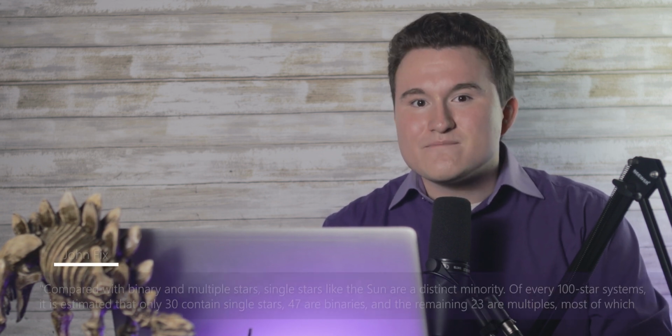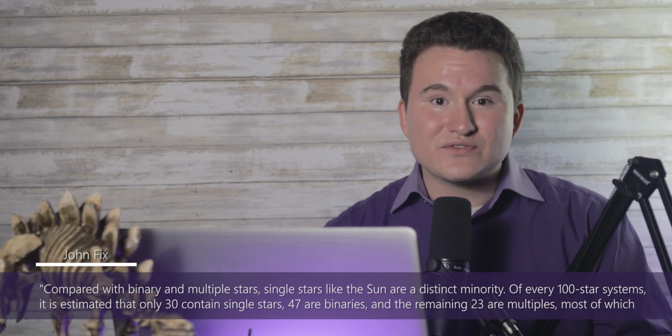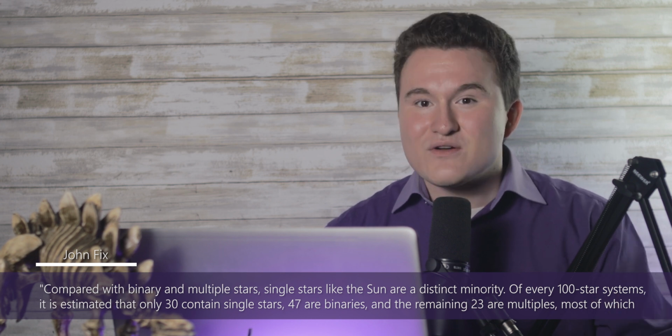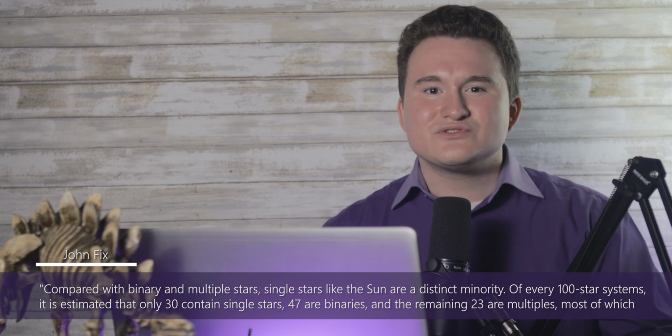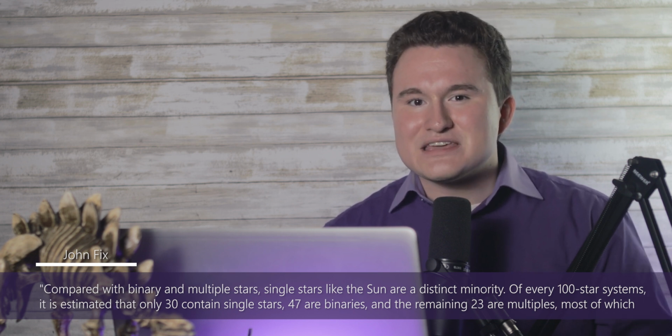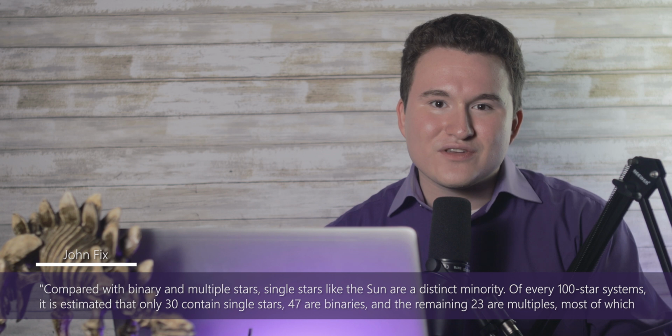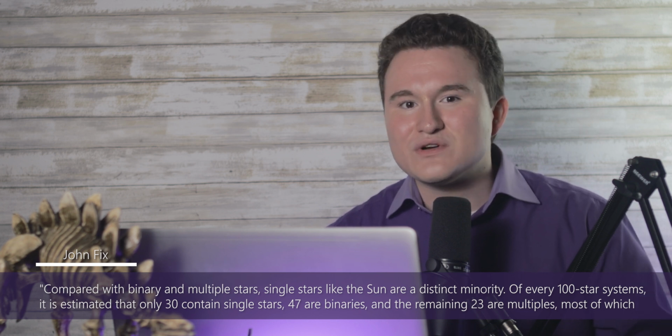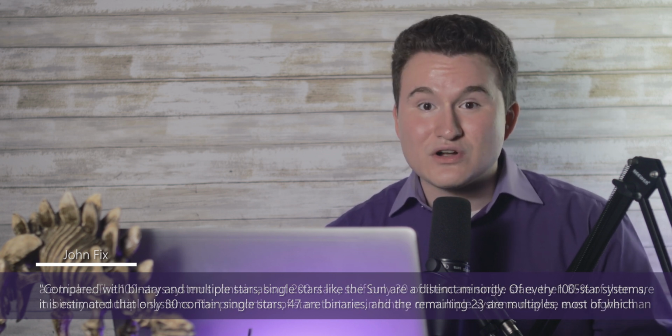Furthermore, not only is our sun the right kind of star needed to support life on Earth, our sun is also in the right kind of environment. Many stars exist in what are called multiple star systems. In fact, according to astronomer John Fix, quote, "Compared with binary and multiple stars, single stars like the sun are a distinct minority. Of every 100 star systems, it is estimated that only 30 contain single stars, 47 are binaries, and the remaining 23 are multiples, most of which are triples.